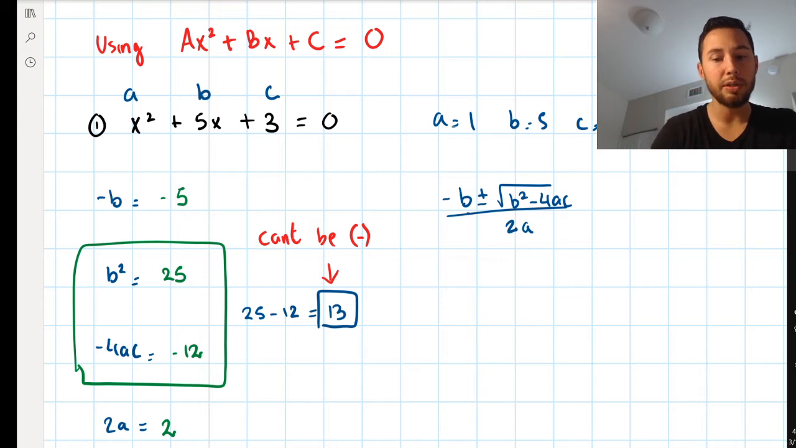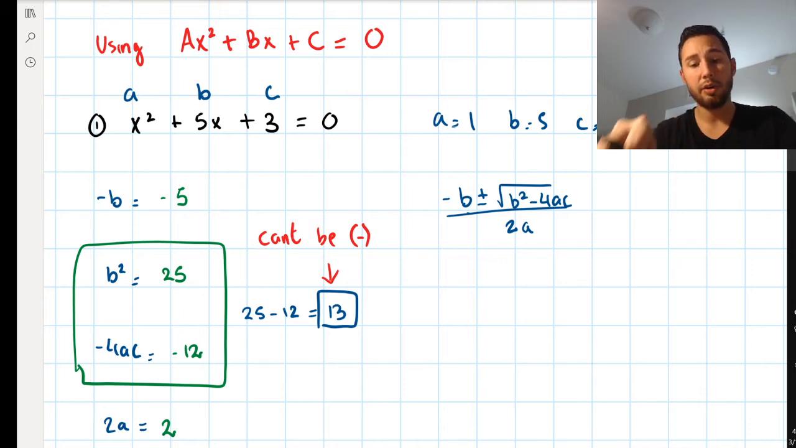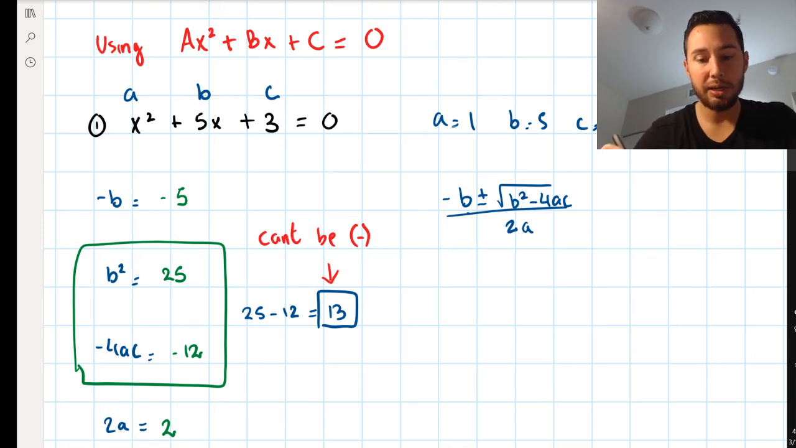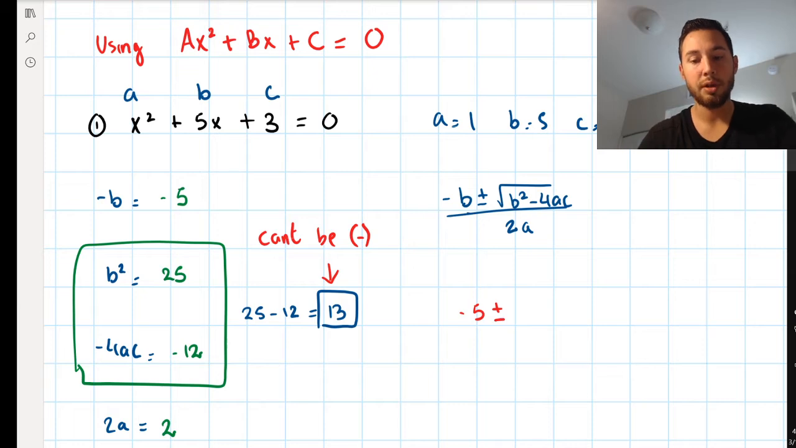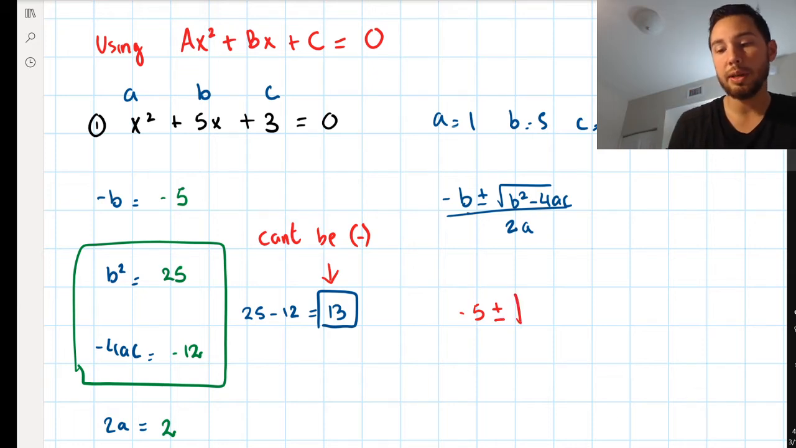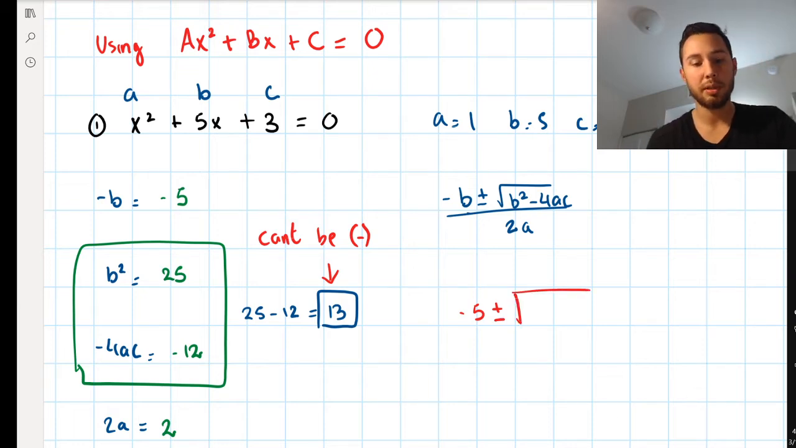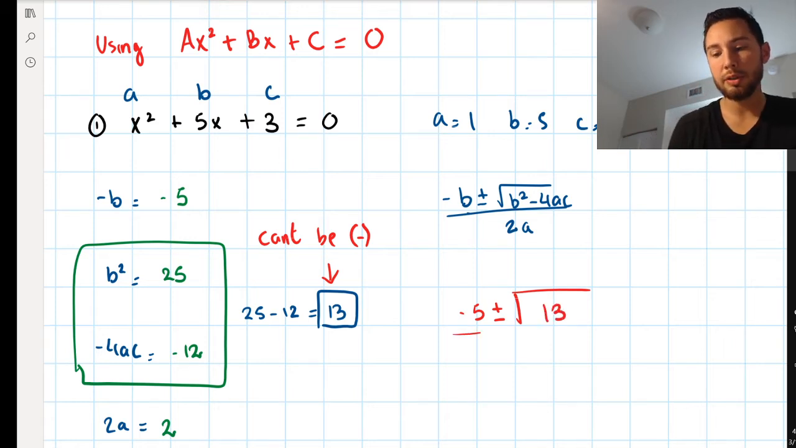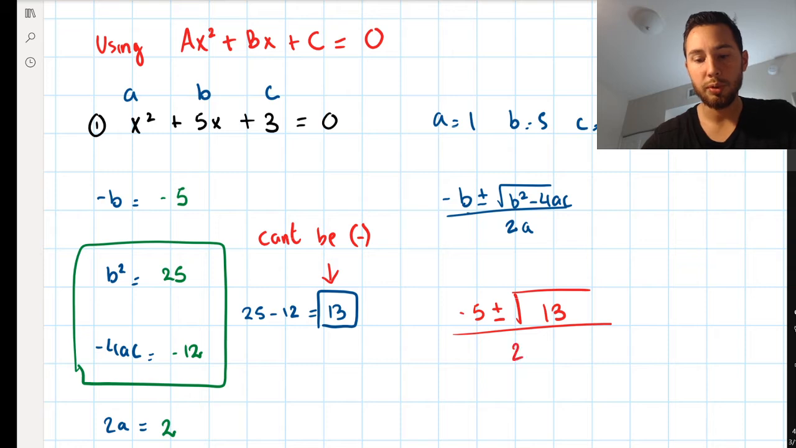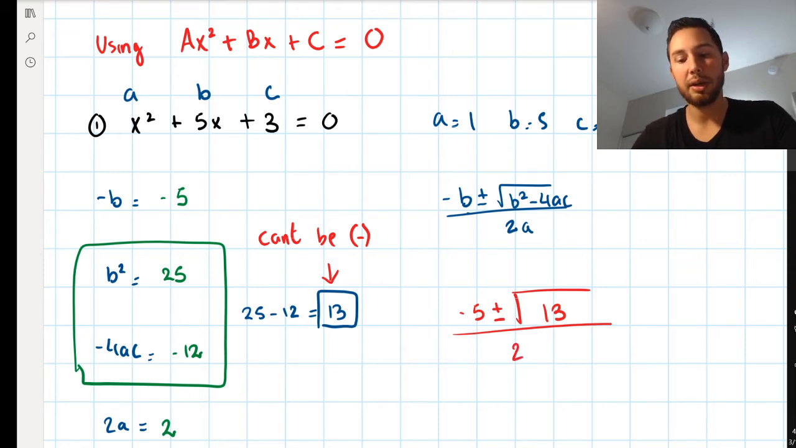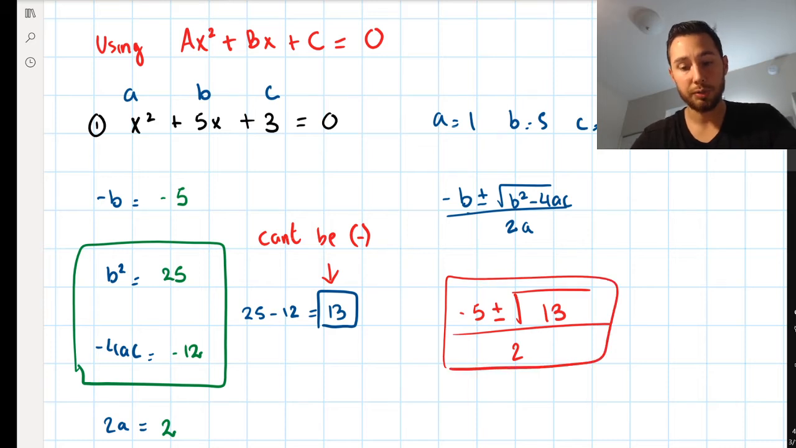Now I'm going to plug all of this information inside of the equation. So I have negative b, my negative b is negative 5, and then I'll have plus or minus whatever goes inside of the radical, so plus or minus my discriminant, which in this case is 13, and all of this over 2a, which we found out was 2. Now these are my solutions.